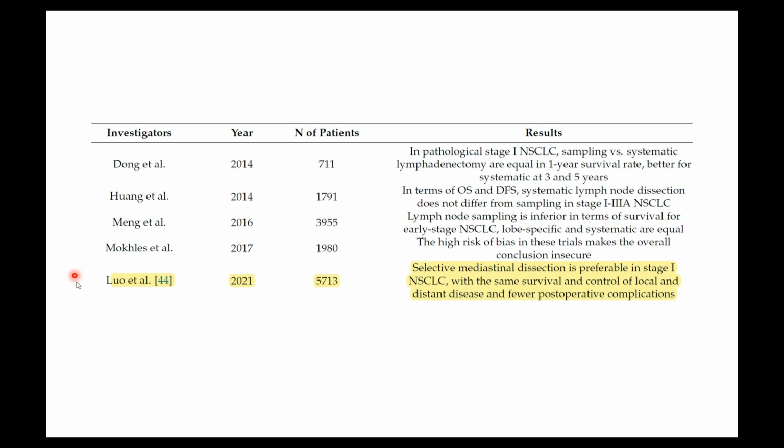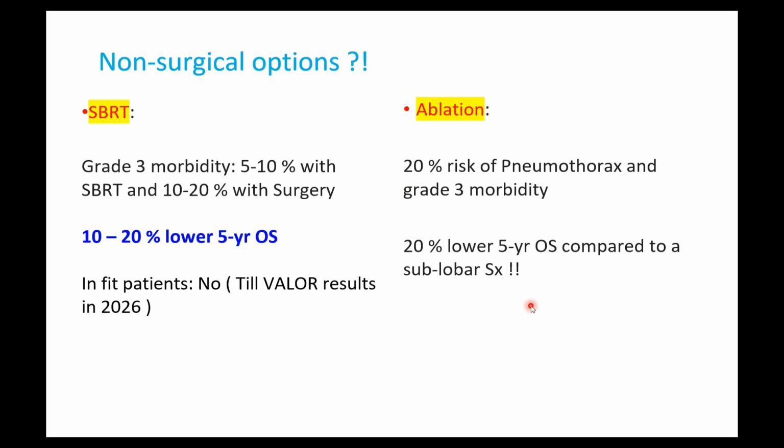Only one is worth mentioning. It's a recent paper. Selective mediastinal dissection, that is lobe-specific lymphadenectomy, is preferable in stage 1 as per this meta-analysis. But this is to be taken with a pinch of salt because the studies that were taken in this meta-analysis are very varied, and there's a lot of bias, publication bias, and all that going on in this meta-analysis.